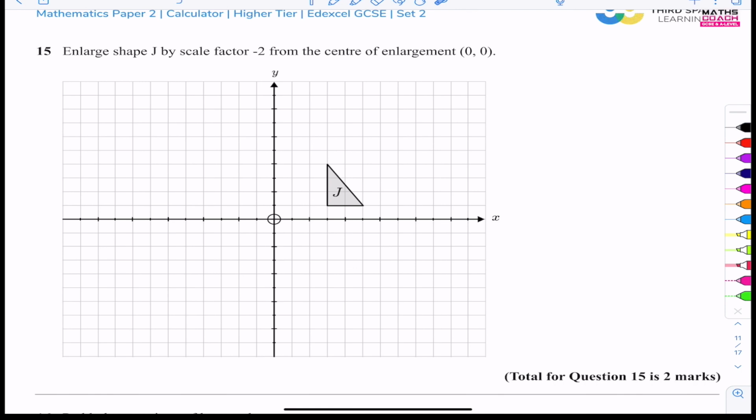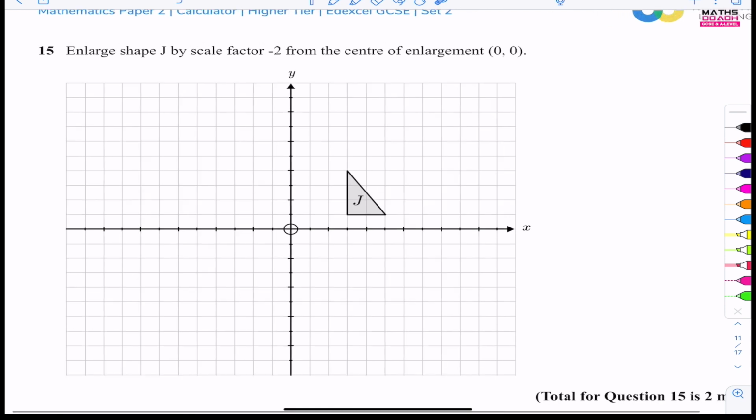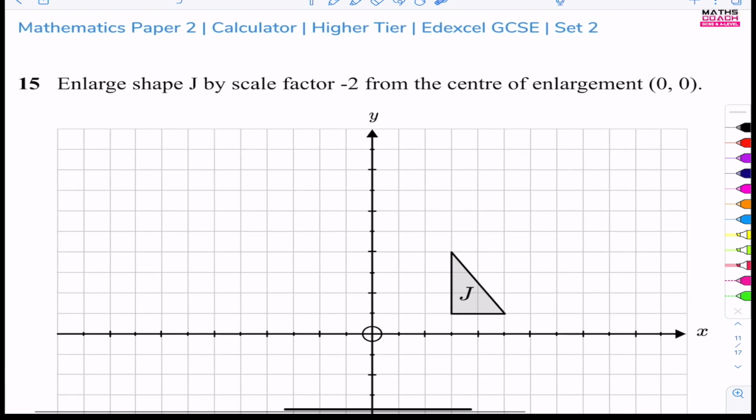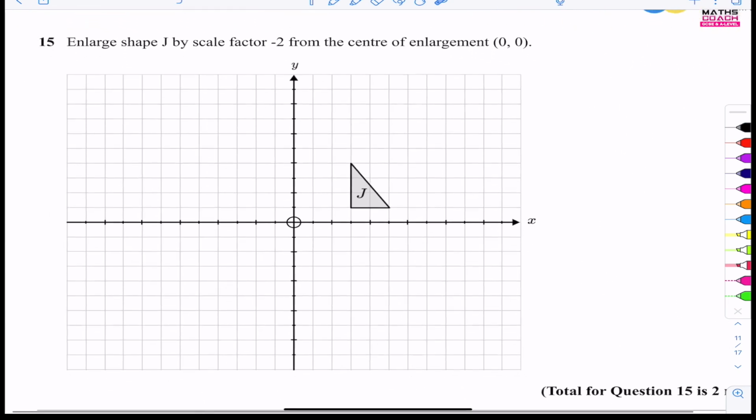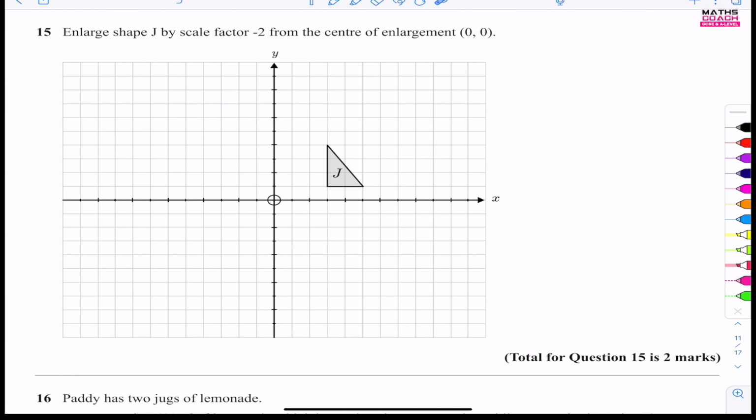Question 15. Enlarge shape J by the scale factor of -2 from the center of enlargement 0, 0. Now be mindful here, it's a negative scale factor, -2, which means you're going to go the opposite direction. All right, so if we use our center of enlargement for this first point right there, the first point going 1, 2, 3, 3 across. So that means it's going to be going times by 2 first and then going backwards. So 3 times by 2 is 6. So it's going to go backwards 6. So 1, 2, 3, 4, 5, 6. This is where it's going to be.